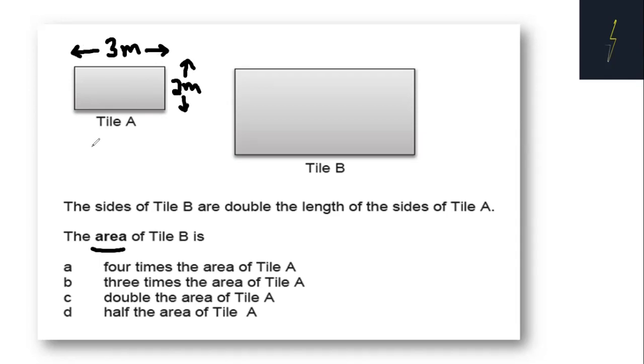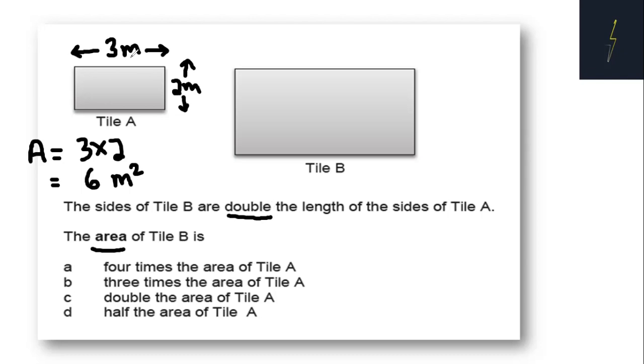Correct. It's length times width. So the area of tile A would be 3 times 2. And 3 2s is what? 6. So the answer is 6 meters square. Now, class, do you notice that in order for us to answer this question, you have to put in some numbers? That's the only way we can actually compare the values.